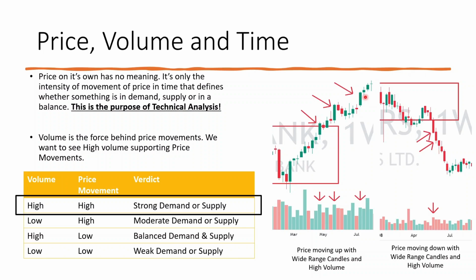So this is a good move which will most probably lead to a trending phase. Over here we have price moving down with wide range candles and high volume. So see, this is a wide range bearish candle, wide range bearish candle, wide range bearish candle, and over here we can see that this volume, when compared to these three, is starting to rise. This is also high volume. So high volume and wide range candles lead to sustained trending movements, either on the upside or on the downside.